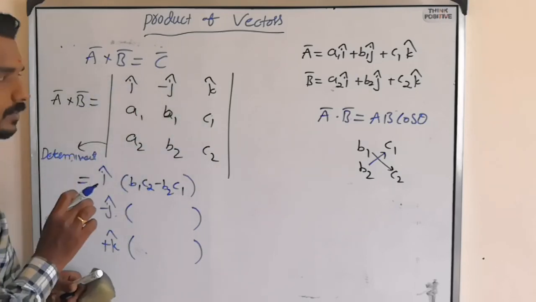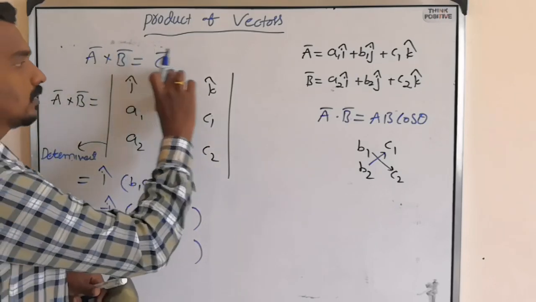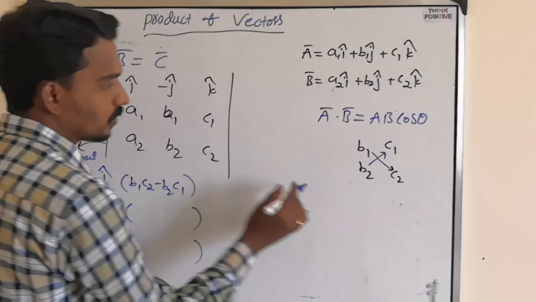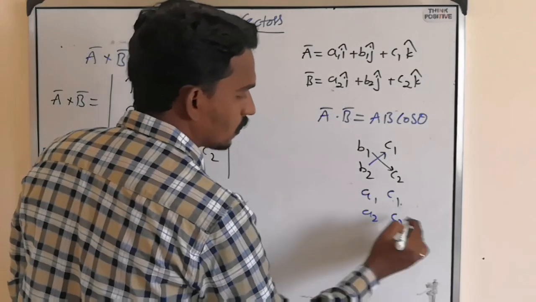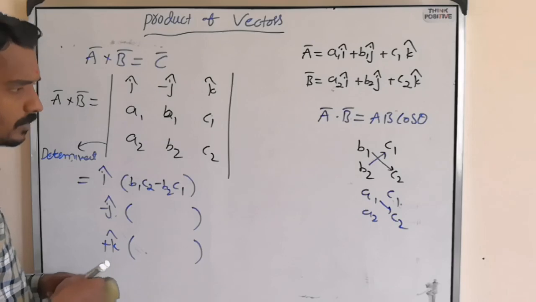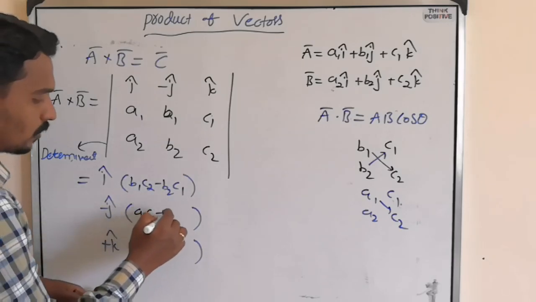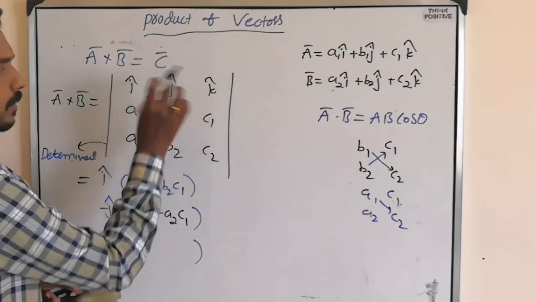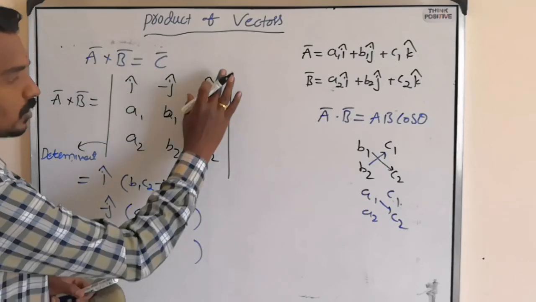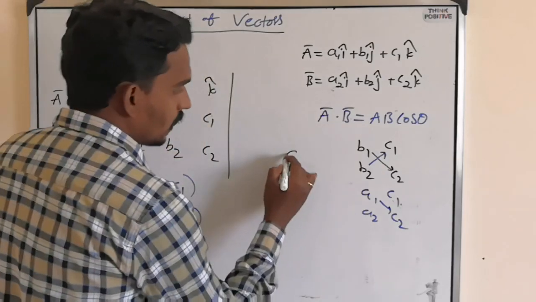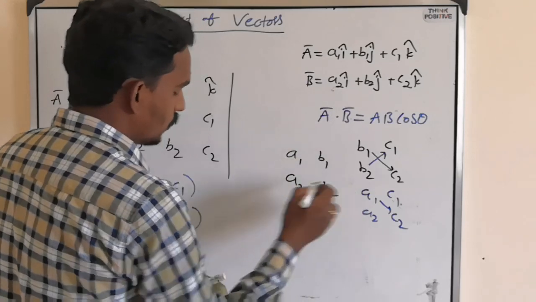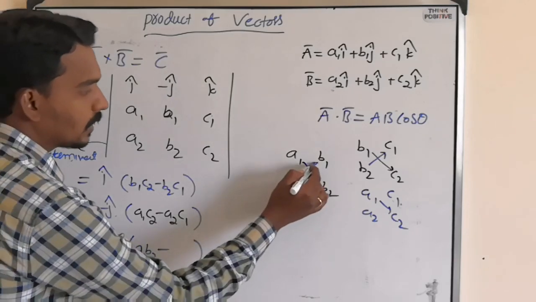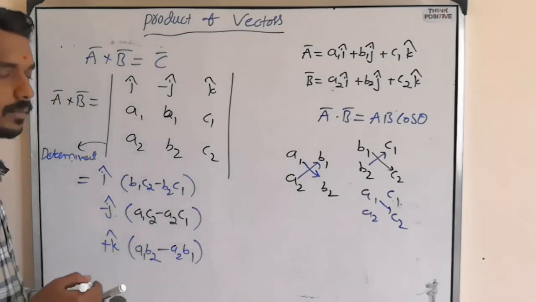Then comes the j term. Then you remove the j column and j row, this and this. Then remains A1, C1, A2, C2. Cross multiply. Then comes A1 C2 minus A2 C1. Then comes the k term. For k, you remove this row and this column. So what remains here? A1, B1, A2, B2. Then cross multiply it: A1 B2 minus A2 B1.